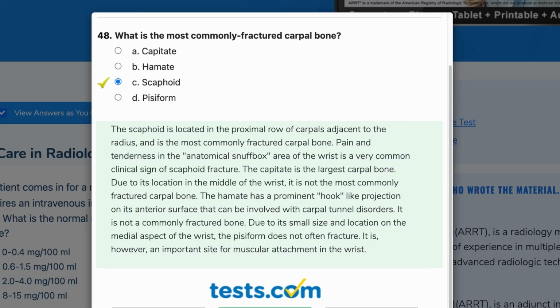of scaphoid fracture. The capitate is the largest carpal bone. Due to its location in the middle of the wrist, it is not the most commonly fractured carpal bone. The hamate has a prominent hook-like projection on its anterior surface that can be involved with carpal tunnel disorders. It is not a commonly fractured bone. Due to its small size and location on the medial aspect of the wrist, the pisiform does not often fracture. It is, however, an important site for muscular attachment in the wrist.